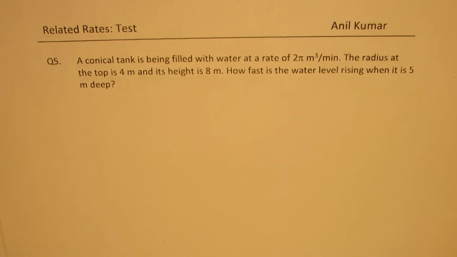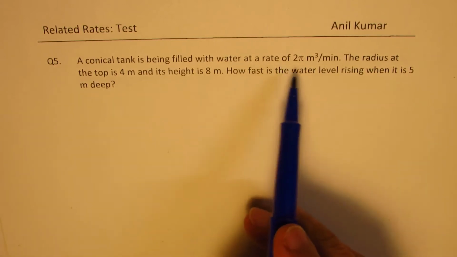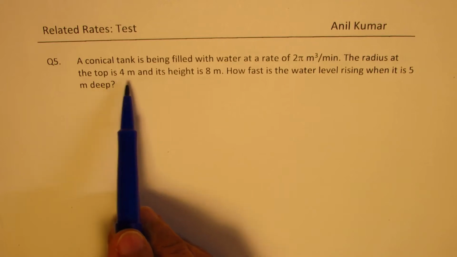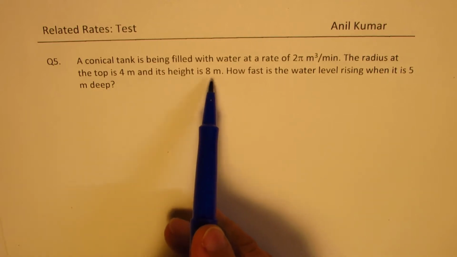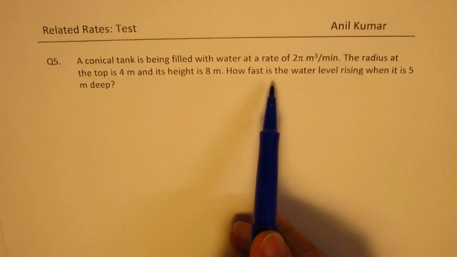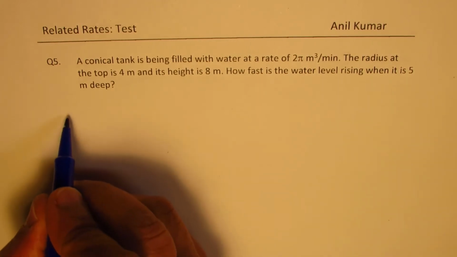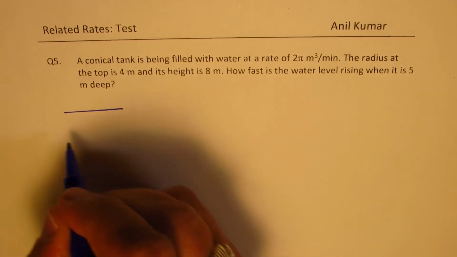Question number 5 here is, a conical tank is being filled with water at the rate of 2 pi meter cube per minute. The radius at the top is 4 meters and its height is 8 meters. How fast is the water level rising when it is 5 meter deep? So let's make a rough sketch.